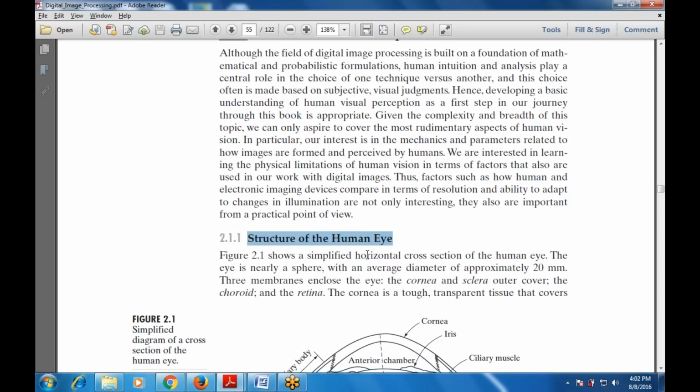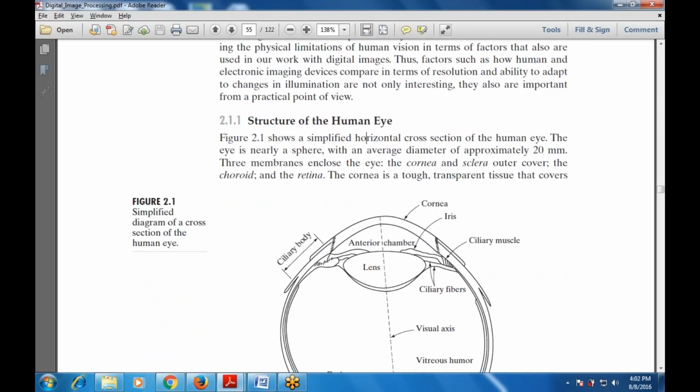Now, the first one is the structure of the human eye. What is the structure of the human eye? This shows a simplified horizontal cross section of the human eye, and the eye is nearly a sphere with an average diameter of approximately 20 mm. Three membranes enclose the eye: the cornea, sclera, choroid, and the retina.